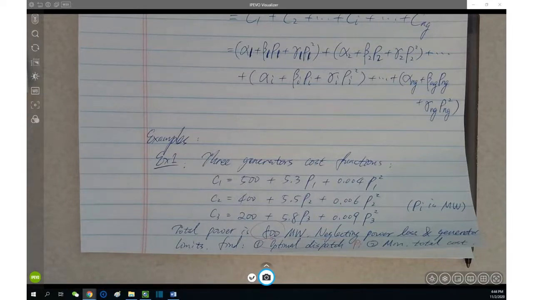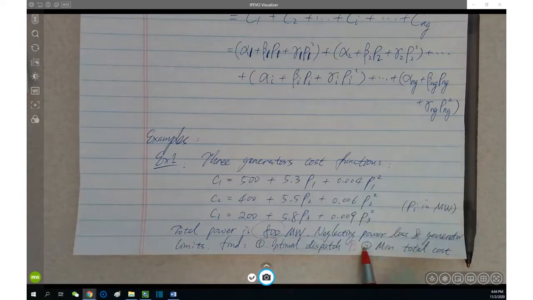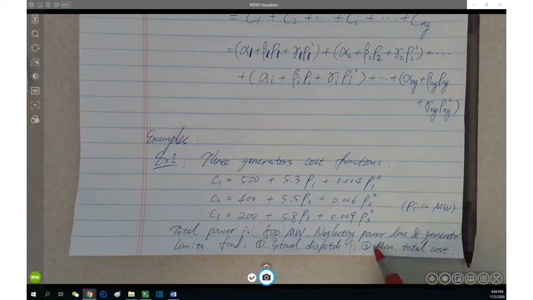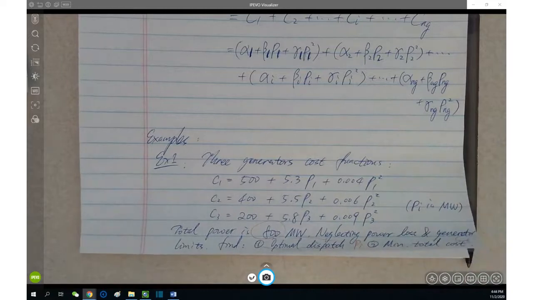Right. So you know what to answer. Okay, you need to know what to answer. And the minimum total cost, this is easy. This is just a C sub T. Right. And if this is clear, then go ahead to do this yourself.